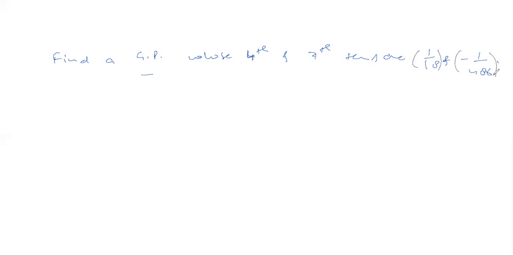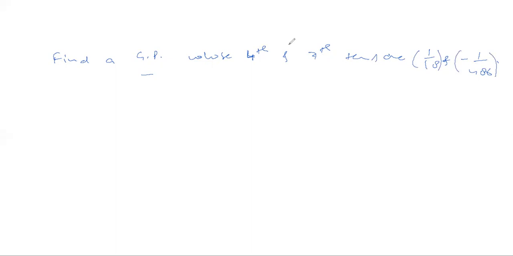Let's see one more. A question is given: find a GP whose fourth and seventh terms are 1 upon 18 and minus 1 upon 486. You have to find the GP whose fourth term and seventh term are 1 upon 18 and minus 1 upon 486.